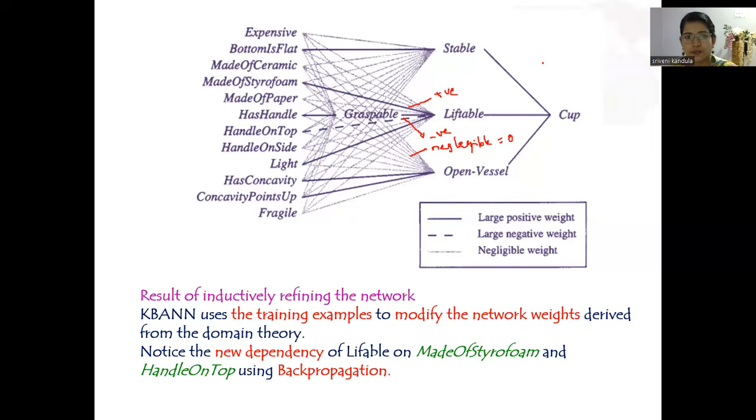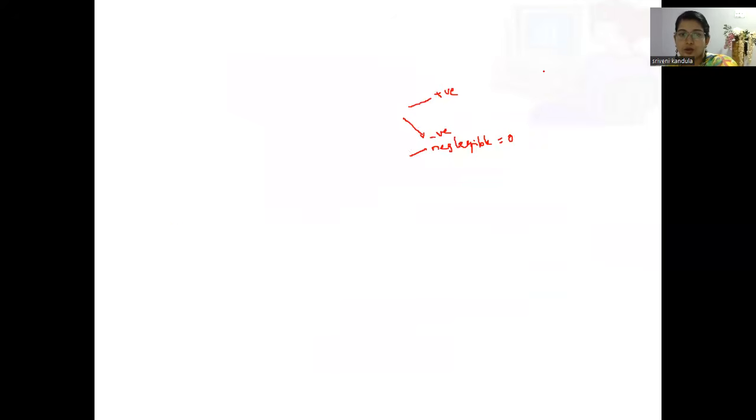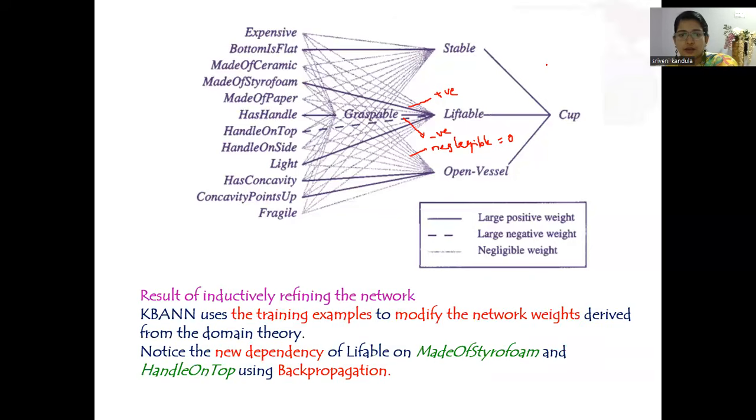Now, compared to the previous example, where we had taken only bottom is flat, graspable, light, has concavity, concavity points up, what is newly added here? You can see made of styrofoam is added, and handle on top. Though it is a large negative weight, that is also giving us a positive output value, so we are considering that as well. This is done through a number of passes through the back propagation algorithm. So this is all about the KBANN algorithm.